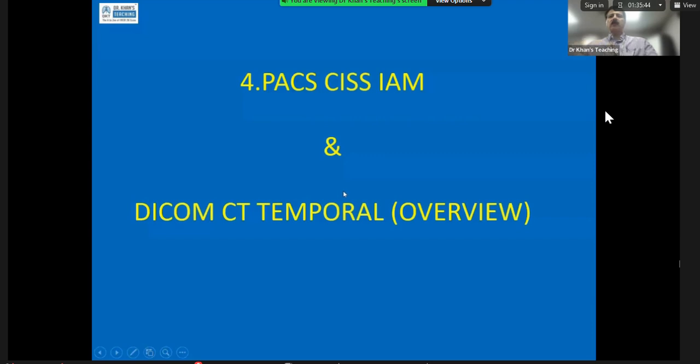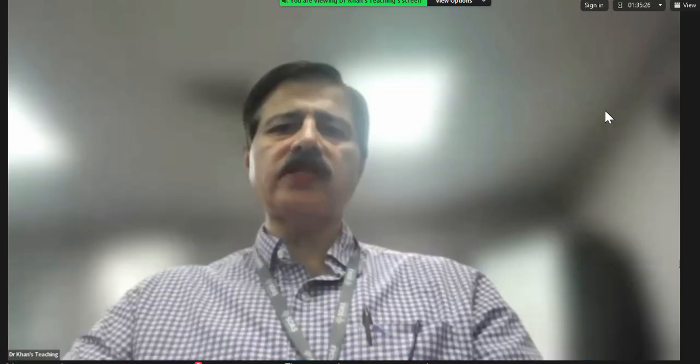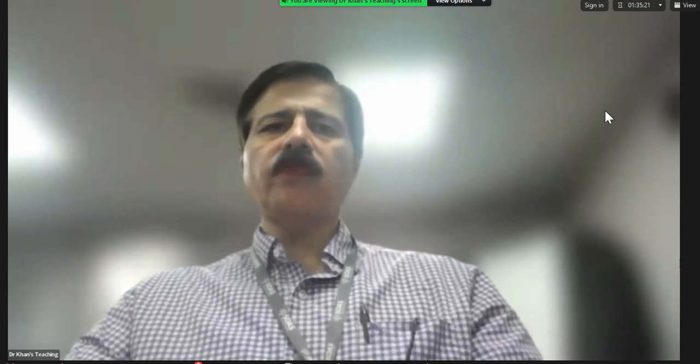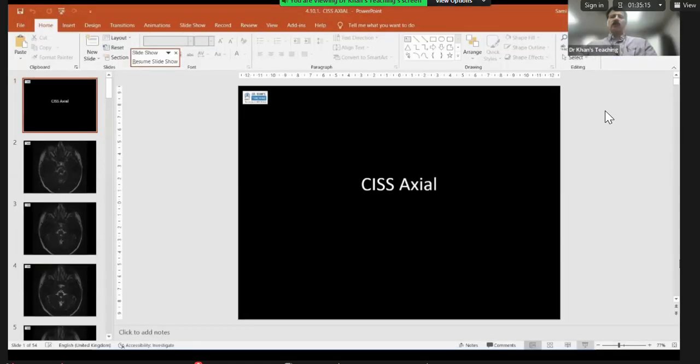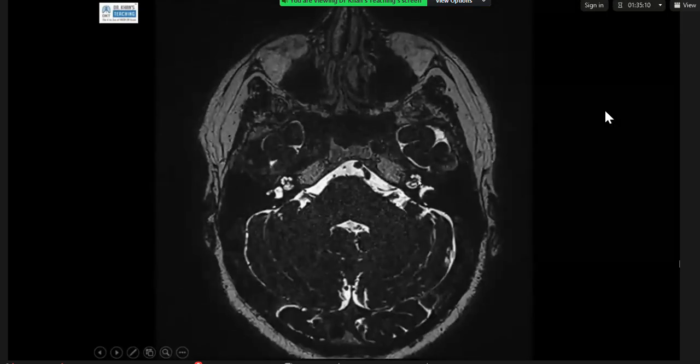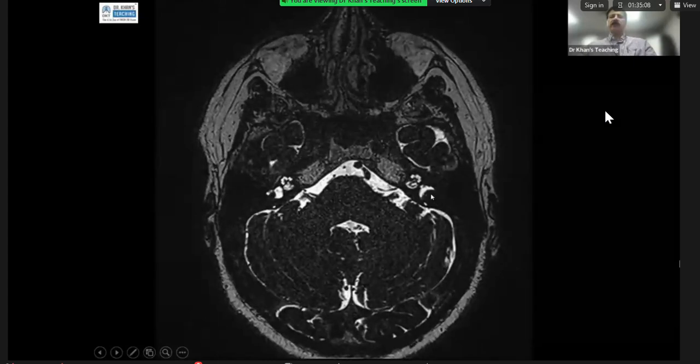Now, with this background, we are going to conclude the anatomy by seeing a CISS IAM and then a DICOM of the temporal bone. We will repeat a few things, and this will consolidate everything. So let's go for a CISS axial sequence of the IAM. Candidate 2, can you see the CISS sequence? Yes, sir. Okay, so if you see here, this is a bit of a repetition, nothing much.